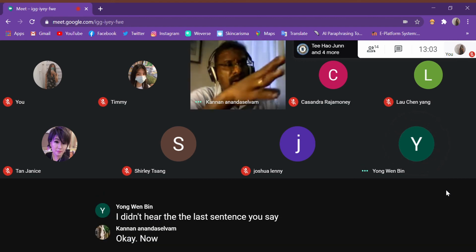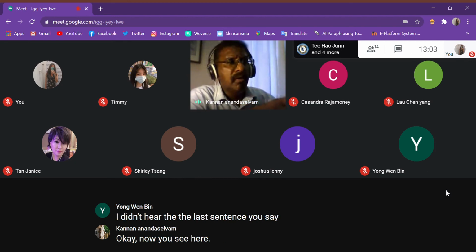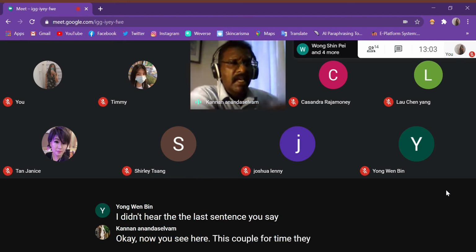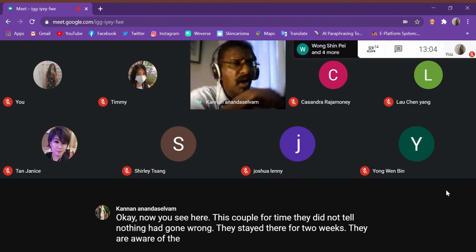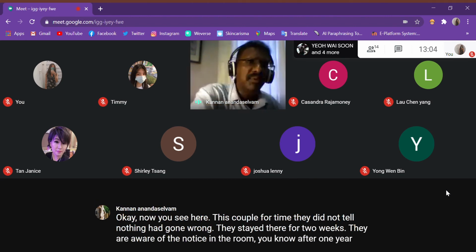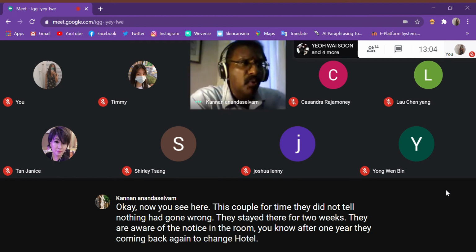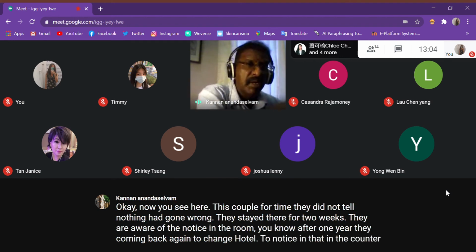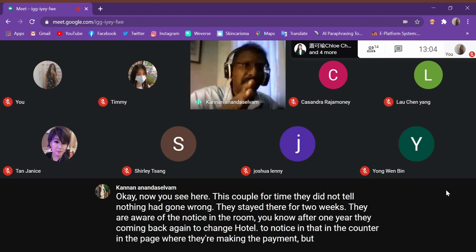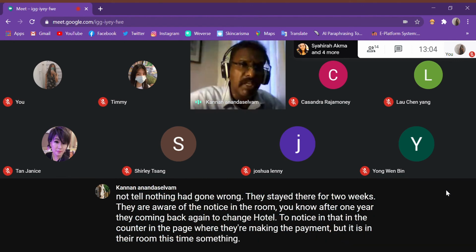Now, you see, this couple, the first time they stayed in the hotel, nothing went wrong. They stayed there for 2 weeks. They are aware of the notice in the room. After 1 year, they're coming back again to stay in the hotel. There is no notice at the counter, where they make the payment, but it is in their room. This time, they have lost something in the room. Can they sue the hotel?